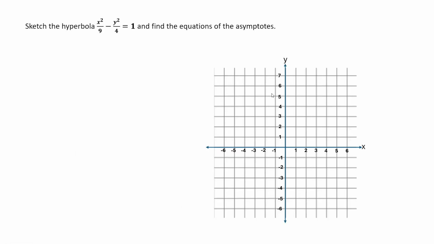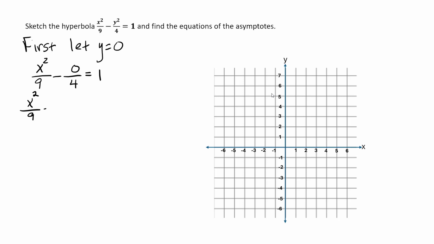So if we wanted to sketch this hyperbola, the first thing we're going to do is set y equal to 0. So we will get x squared over 9 minus 0 over 4 equals 1. So x squared over 9 equals 1. So x squared equals 9, which means that x is plus or minus 3. So those 2 points, where x is plus 3 and y is 0, and minus 3, where y is 0, are going to be on the hyperbola, so on the x-axis.